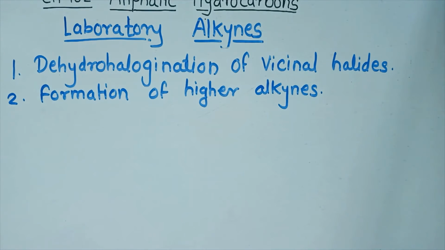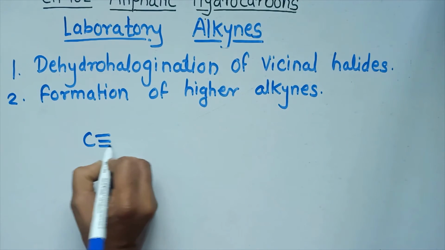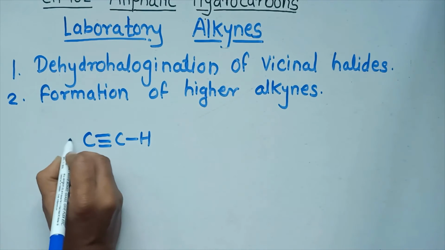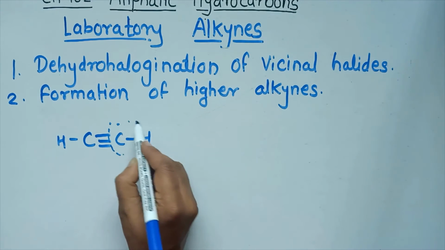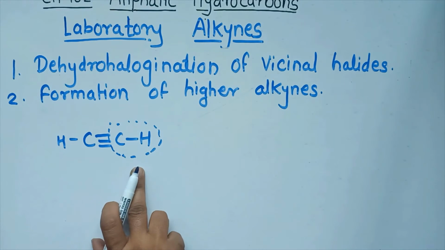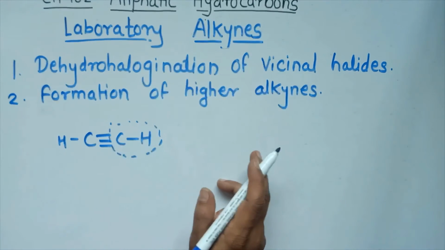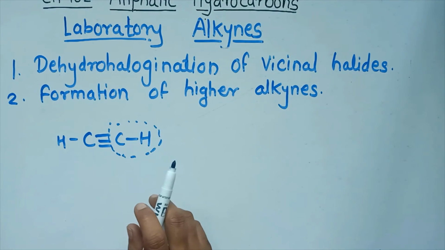Formation of higher alkynes. We know that in acetylene, this CH group is acidic in nature. Therefore, it reacts with a strong base to form a salt. When this acidic group reacts with the strong base, it forms a salt.